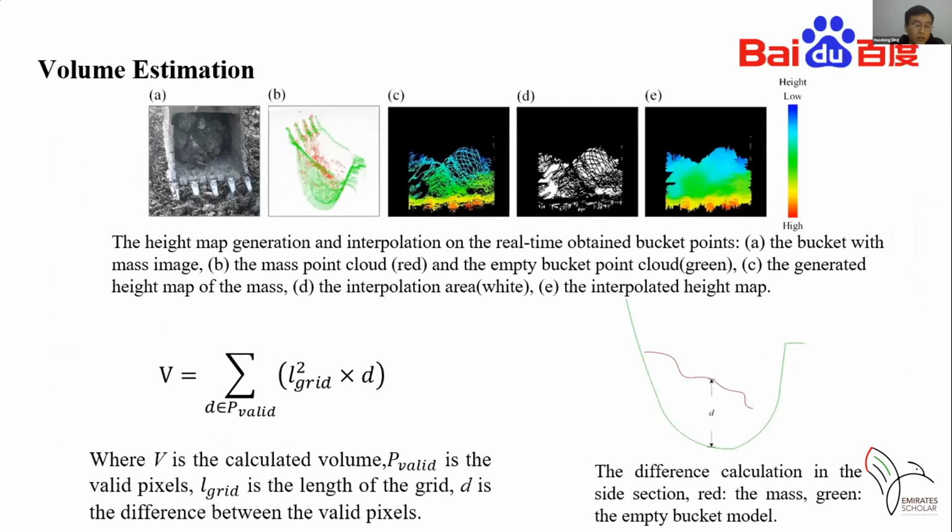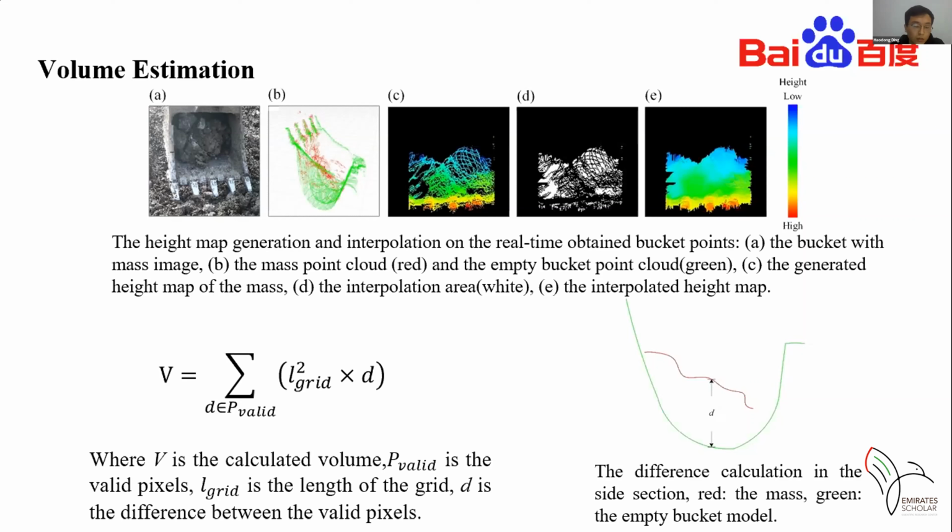The volume estimation model is based on the interpolated height map, both on the empty bucket model and the real-time obtained bucket with mass point cloud. In the top figure, A is the bucket with mass image, and B the mass point cloud marked as red, and the empty bucket point cloud marked as green. C is the generated height map of the mass. D is the interpolation area marked as white. And E is the interpolated height map of the mass.